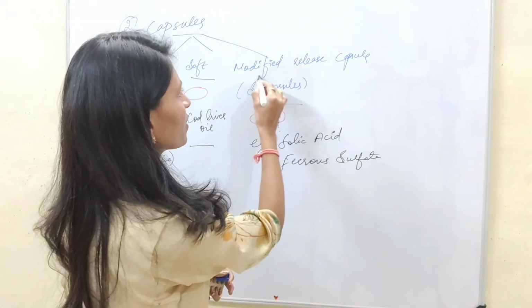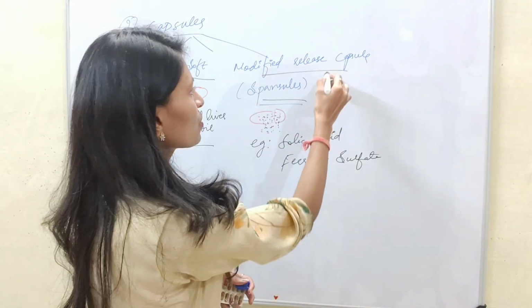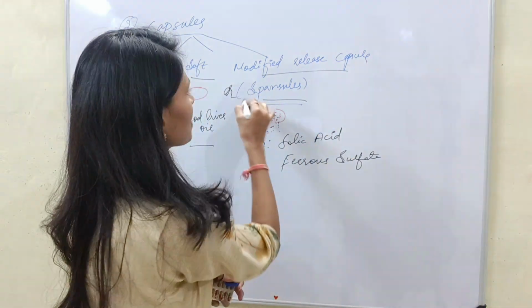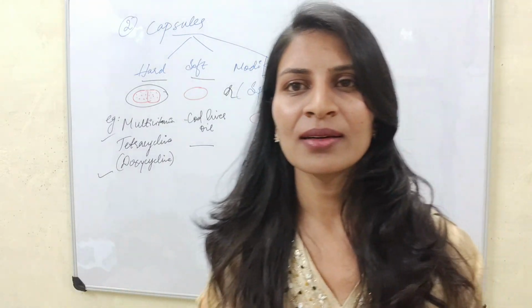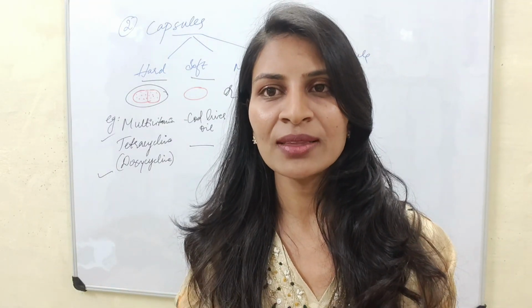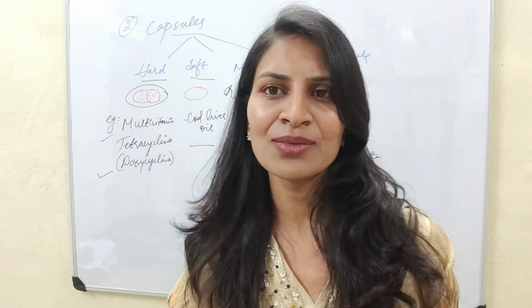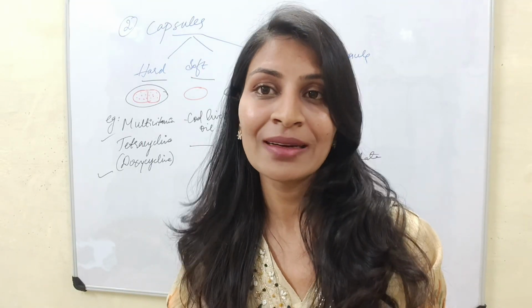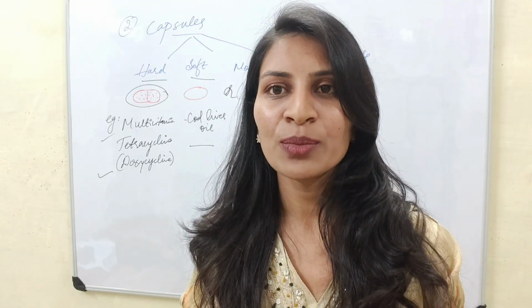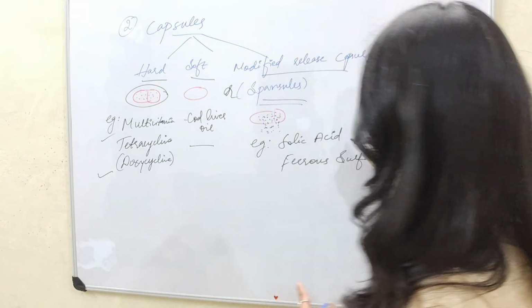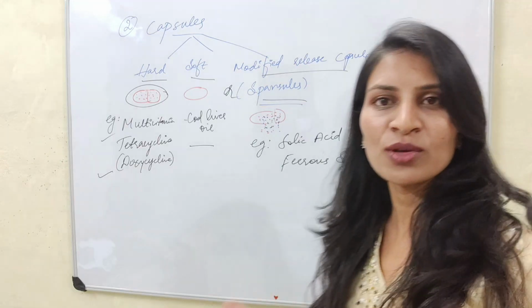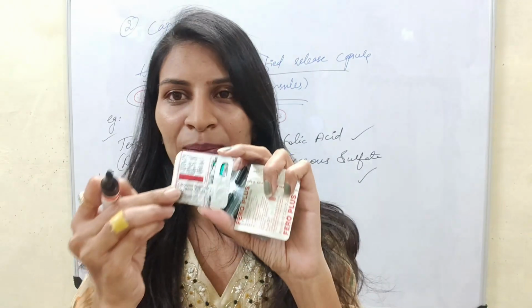And then next is modified release capsule. They are also called as spansules. Okay, so these are modified drugs. They are modified in such a way that they release at different times, intervals, at different rates. Okay, to have a prolonged or sustained release like tablets. Example, folic acid, ferrous sulfate and omeprazole also. So these are the examples.